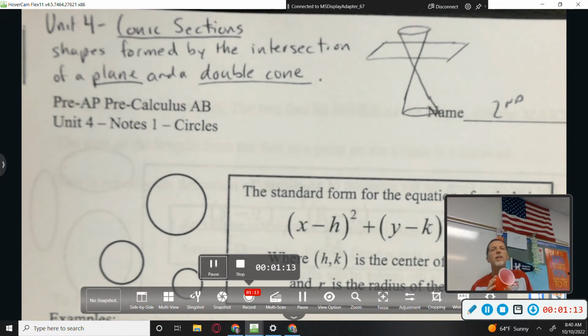Here we go. So we take our double cone, or at least part of our double cone, and we slice it straight across. What shape did that make? A circle. Math teachers who are more invested than I am build a double cone, take a knife and literally slice it across and be like, look, it's a circle.